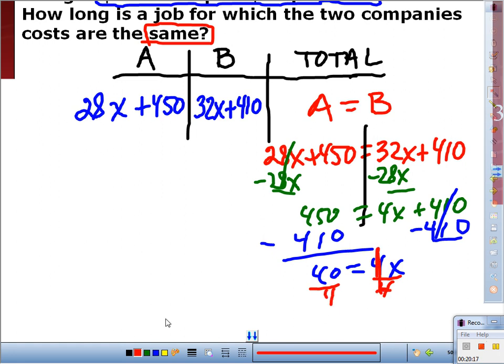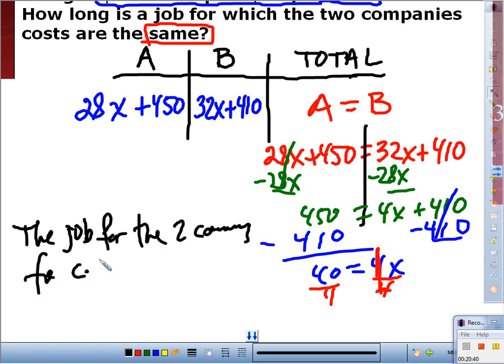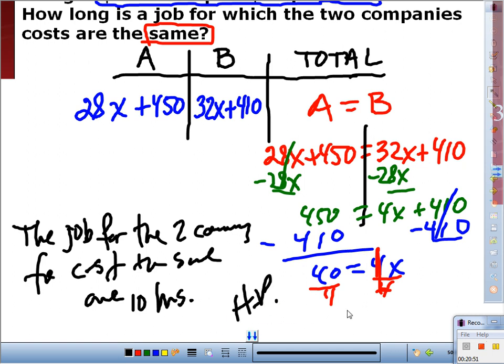Are we done? No. The question was, how long is the job for when the two companies' costs are the same? Who can give me a statement? Abraham. The job for the two companies to cost the same is what? 10 hours. Andrew, you got that? That is correct.